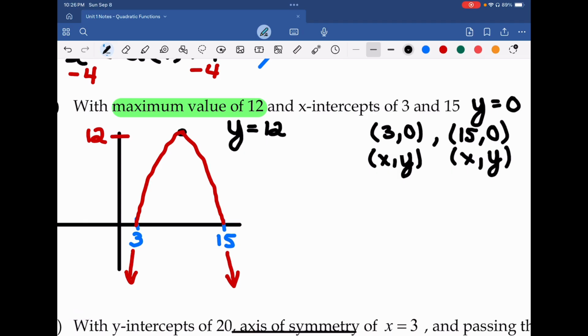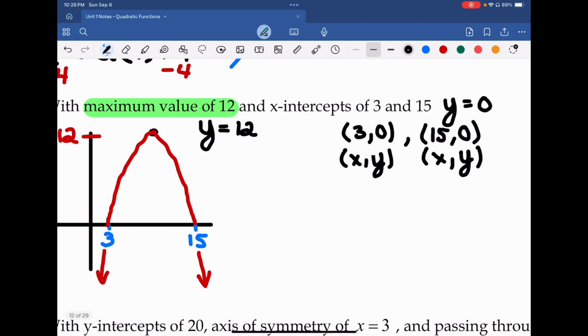So far, we have the maximum, which is the y value of 12, but to complete this as a point of p and q, we need that x value. We're going to take the average. So here's what we're going to do. Off to the side here, write in the following.